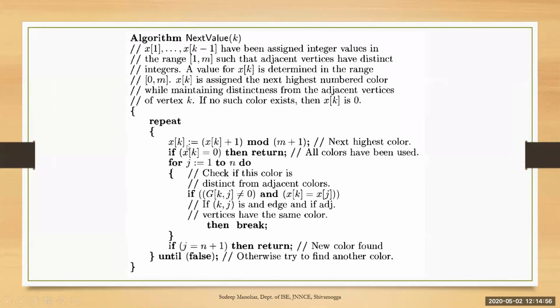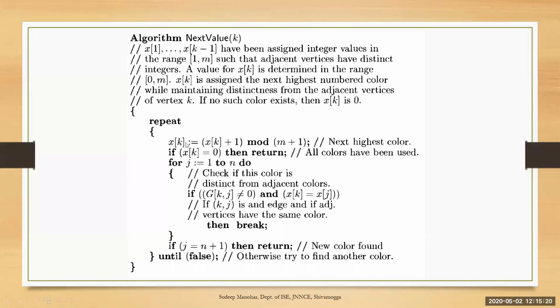x of k is equal to x of k plus 1. So what is the value of k? The value of k is 1 because you are sending vertex number 1, because you want to color vertex number 1 now. Initially I told you that the values of all the vertices will be 0. You have to set x of k to 0 initially.